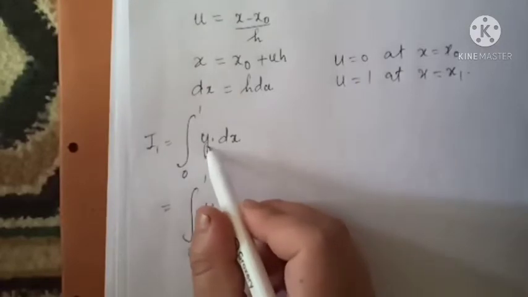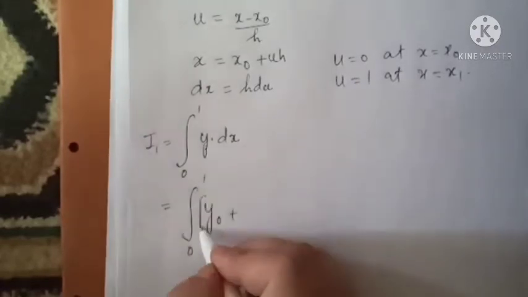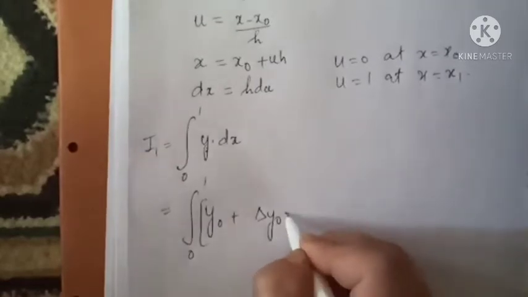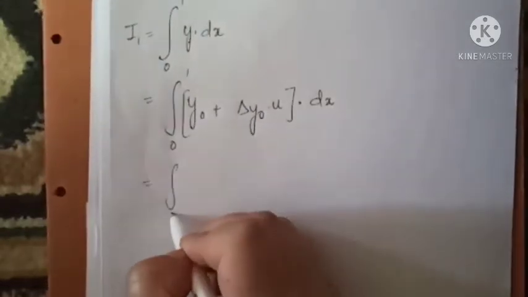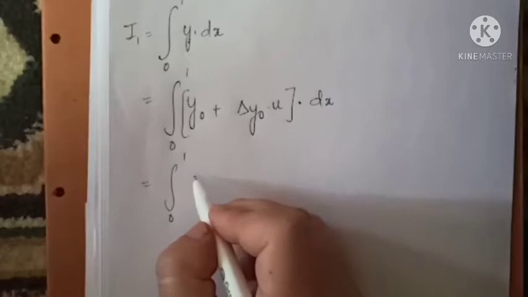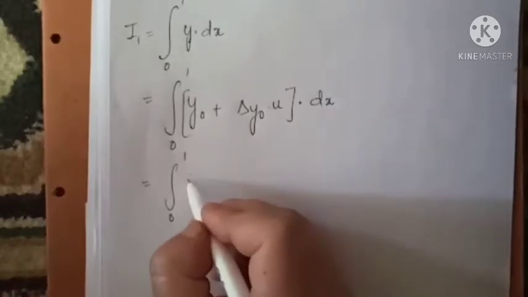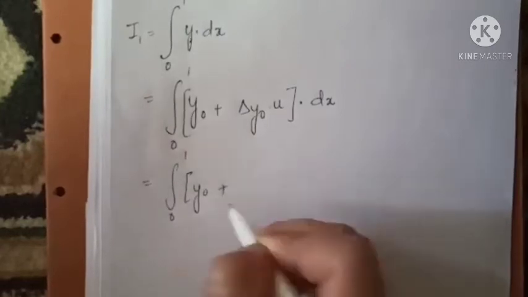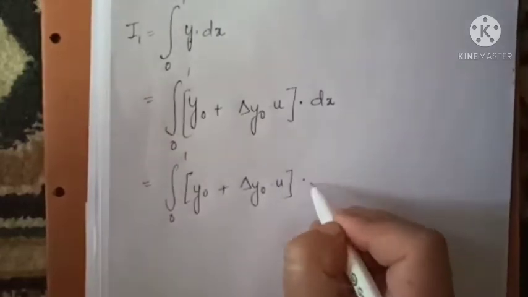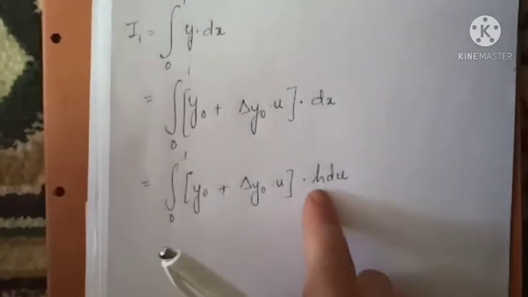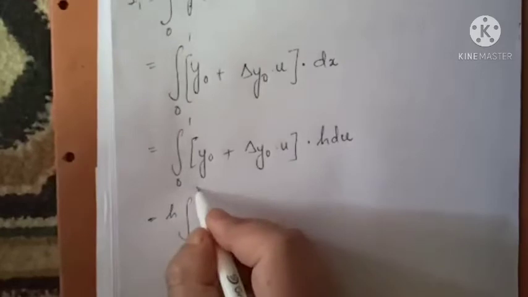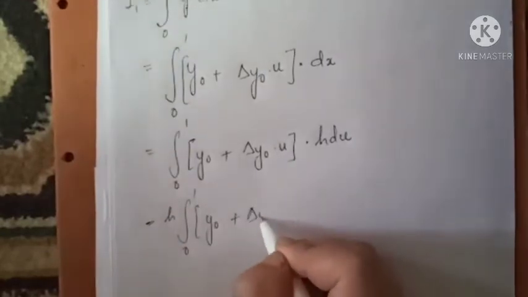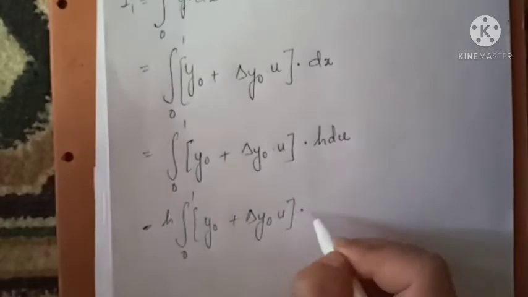Just substitute the formula in place of y: y0 plus delta y0 times u, into dx, which will be equal to the integral from 0 to 1. Okay, we'll substitute the value over here: y0 plus delta y0 times u into h times du. You know that h is a constant, and we don't integrate a constant, so we will keep it outside: h times the integral of (y0 plus delta y0 times u) du.